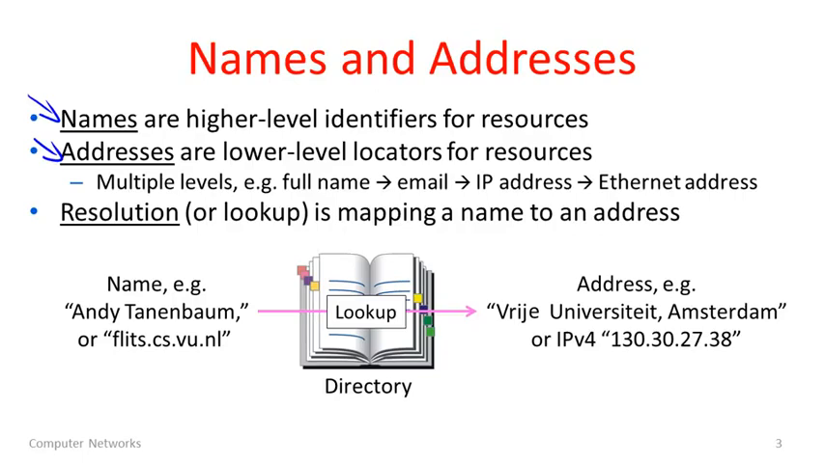Resolution or lookup is the process of mapping a name to its address. So if all of this sounds a little formal, you might really think of it as just being like a phone book, in the sense that it is a directory and you use it to look up a name to addressing information about it. In a phone book you might take a name like Andy Tannenbaum to an address where you'll be able to contact him. In the DNS we'll more typically take a host name written like this, flits.cs.vu.nl, to an IP address such as an IPv4 address here.